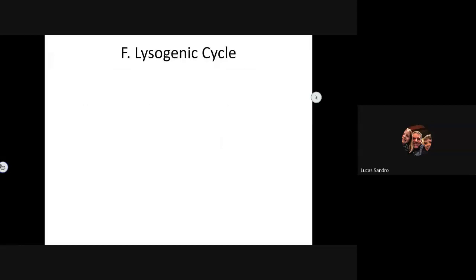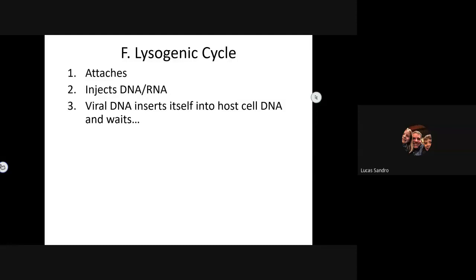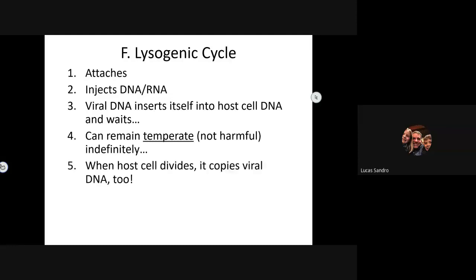The lysogenic cycle is tricky because what it does is it injects, and then it just sits there. It just kind of lays dormant, and remember, this is viral DNA that's in there. And so we say it remains temperate. And when the host cell divides, it also copies viral DNA. So what you wind up with, and this is another thing that HIV does, it gets into your helper T cells, and then when those cells divide, they copy viral DNA as well. So pretty soon you've got this whole host of virally infected cells that aren't doing damage yet.